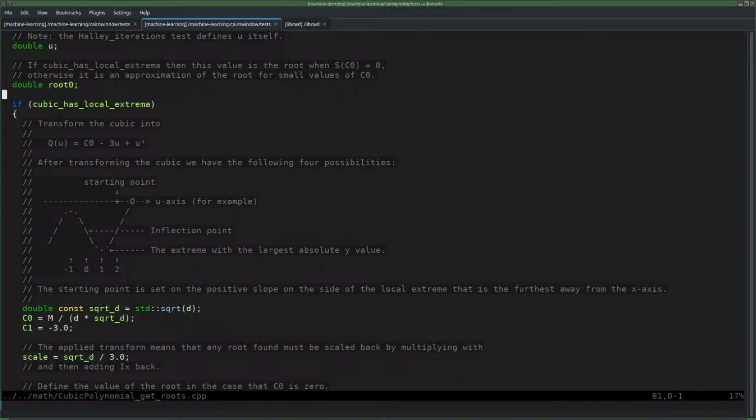I used to have 4 possibilities here, and then I deleted 3 of them. This comment is still talking about 4.